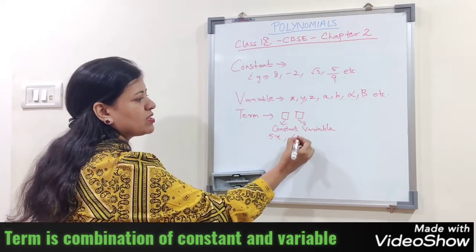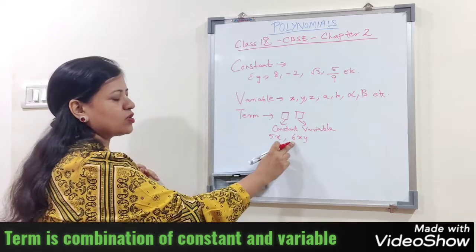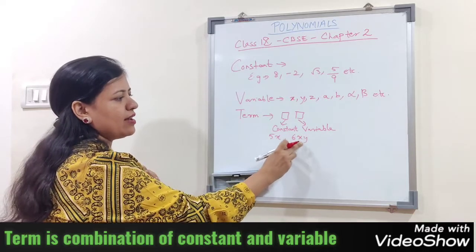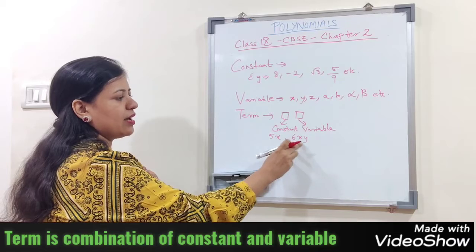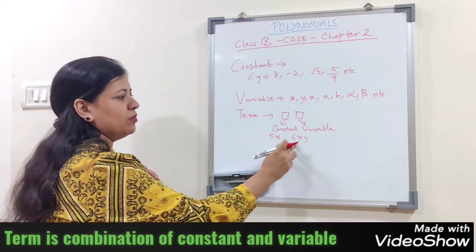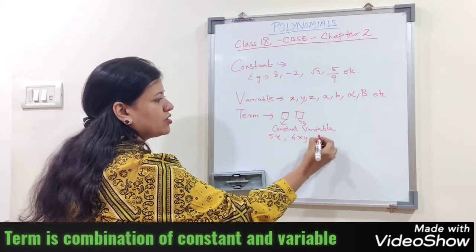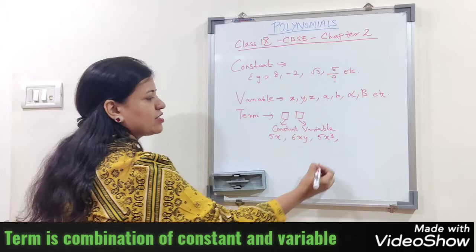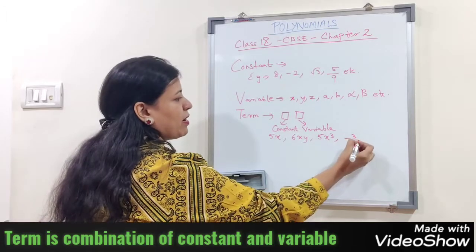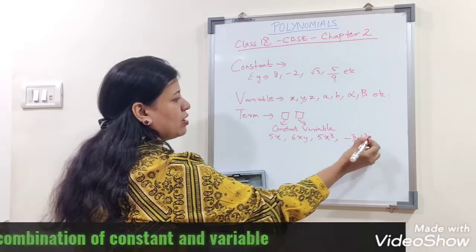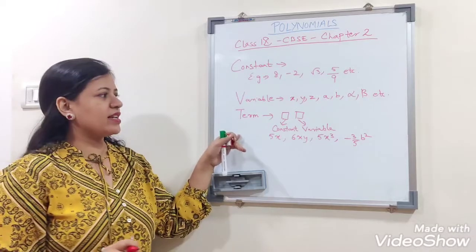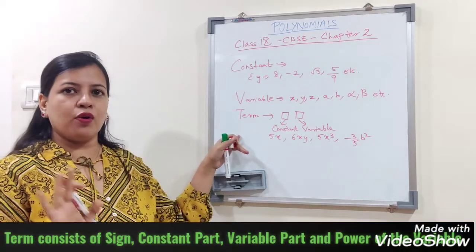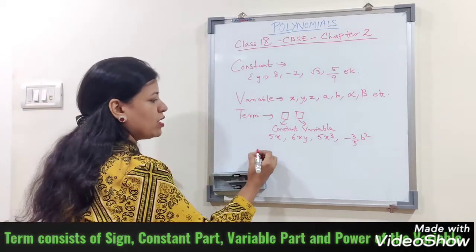Now if I talk about 6xy, then 6 is constant and xy is the variable. So 6xy in total together is known as the term. Similarly, you can have terms like 5x cubed minus 3 by 5 b squared. So basically, a term is an element which is consisting of four important things, which is what?